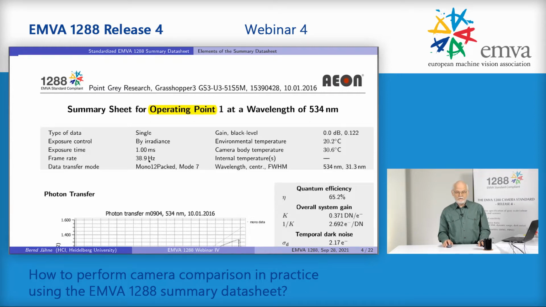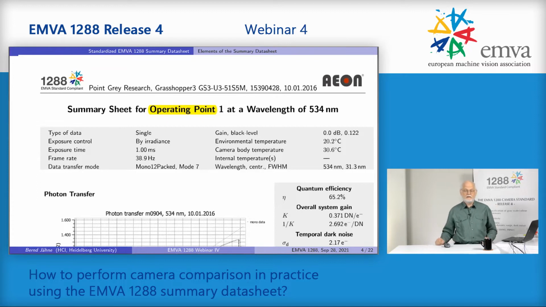Then you will see the frame rate, data transfer mode. This is now a 12-bit camera, as you can see, with a packed data format. And then you see on the other side the gain and the black level. So that is also of importance. Actually, this first table here with the operating point includes all the parameters so that the measurements can be repeated by everybody. You might say, oh, I know the camera has so many other points. Well, if they are not listed here, it's factory default.